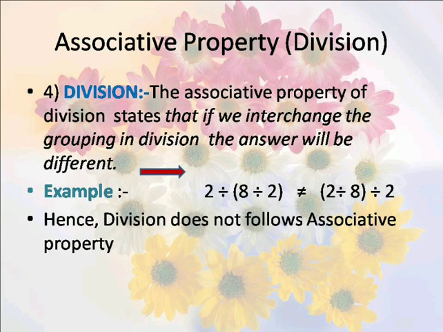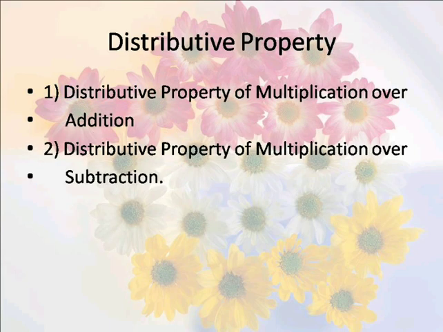Now we'll discuss the last property, that is distributive property. For distributive property, we will see 2 properties. Number 1 is distributive property of multiplication over addition, and number 2 is distributive property of multiplication over subtraction.